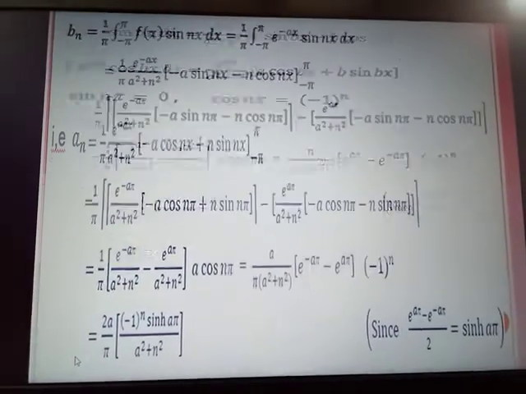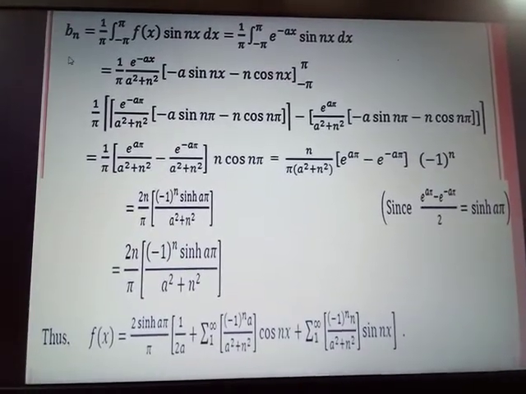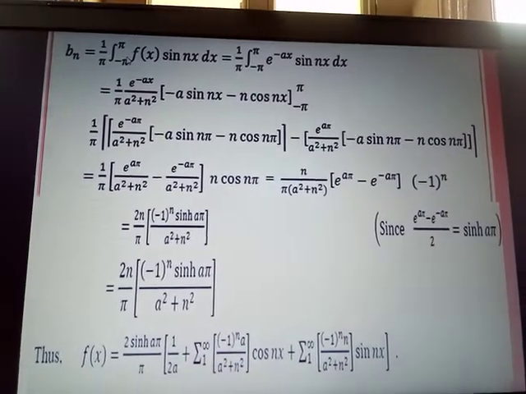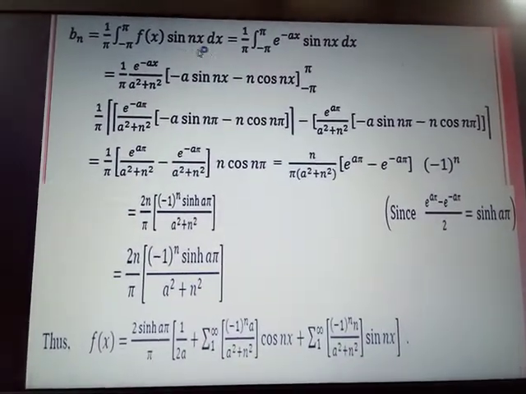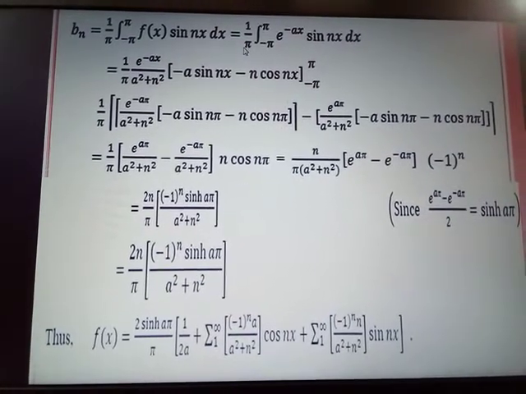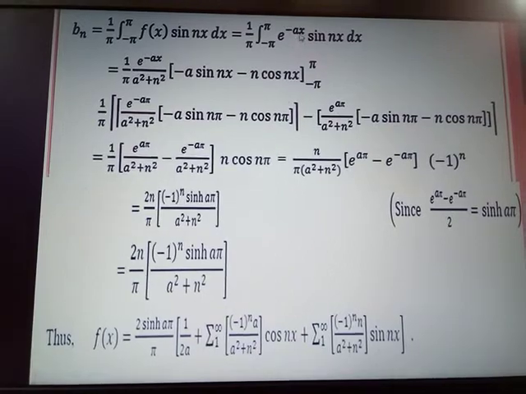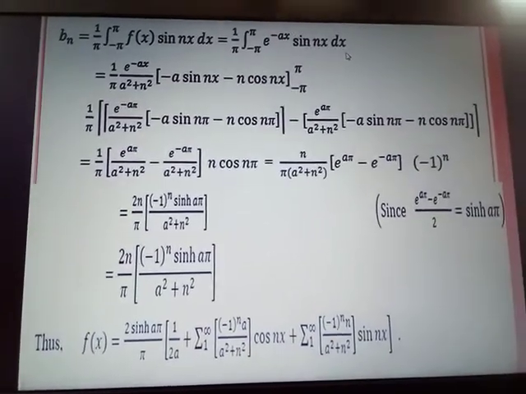Next, we have to find the b n. b n is equal to 1 by pi integration from minus pi to pi f of x sin nx dx, which is equal to 1 by pi integration from minus pi to pi e raised to minus ax sin nx dx.